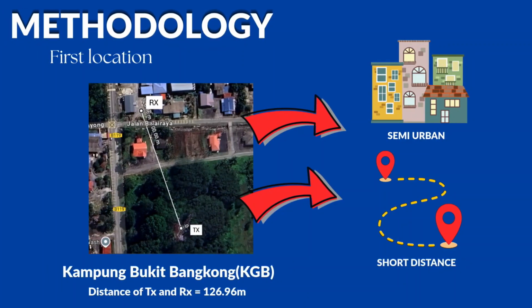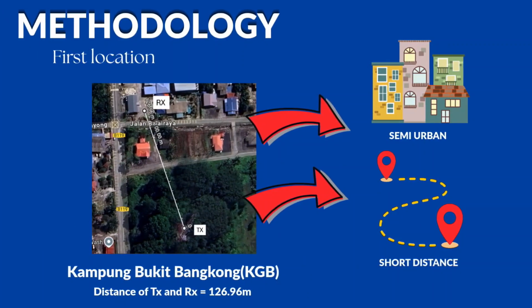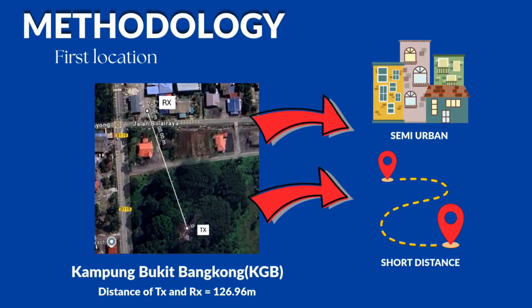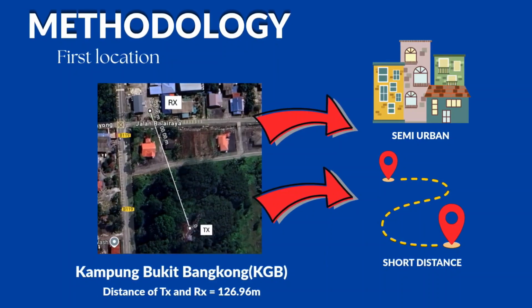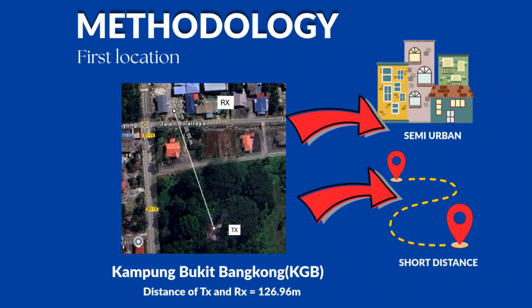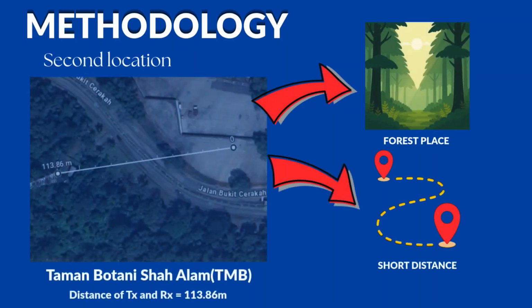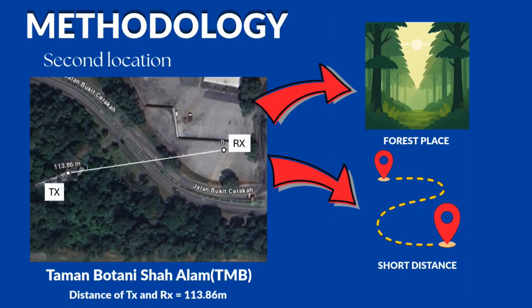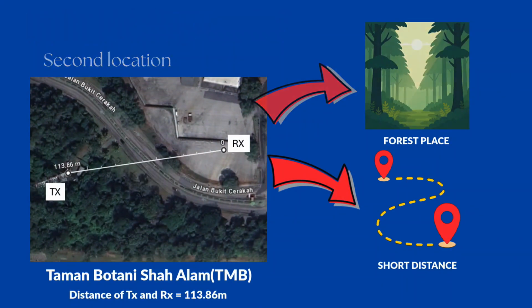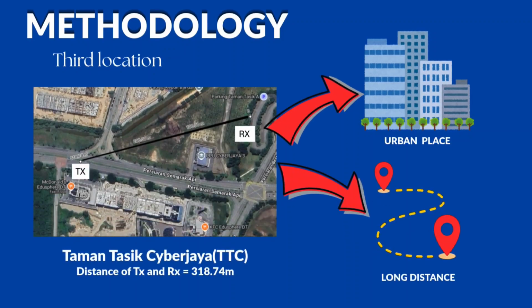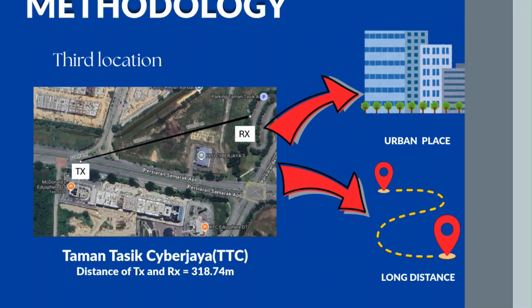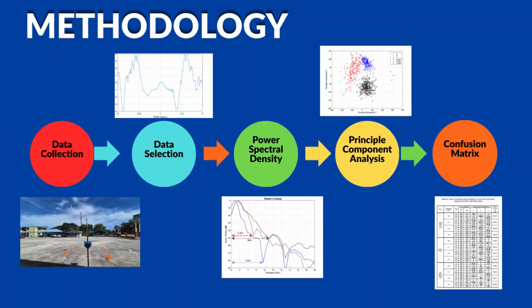The experiment was conducted at 3 different locations. The first location is Kampong Bukit Bangkong, which is a semi-urban area with a transmitter and receiver distance of about 127 meters. The second location is Taman Botani Shah Alam, which is a forest area with a distance of about 114 meters. The third location is Taman Tasik Cyberjaya, an urban area with a longer distance of about 319 meters. These different environments help us compare the radar performance under different conditions.